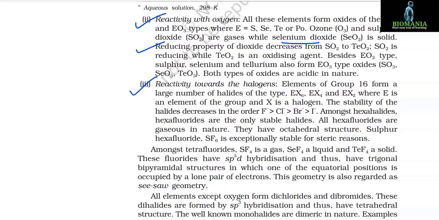Number three, reactivity towards the halogen. Elements of group 16 form a large number of halides of the type EX6, EX4 and EX2, where E is an element of the group and X is a halogen. The stability of the halides decreases in the order fluorine is greater than chlorine, is greater than bromine, is greater than iodine. Amongst hexahalides, hexafluorides are the only stable halides. All hexafluorides are gases in nature. They have octahedral structure, and sulfur hexafluoride SF6 is exceptionally stable for steric reasons.